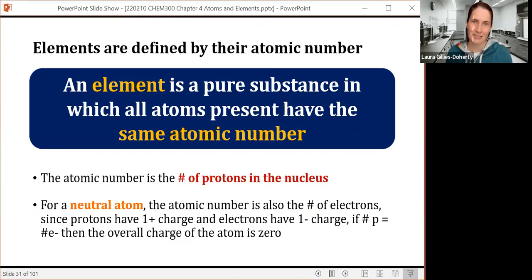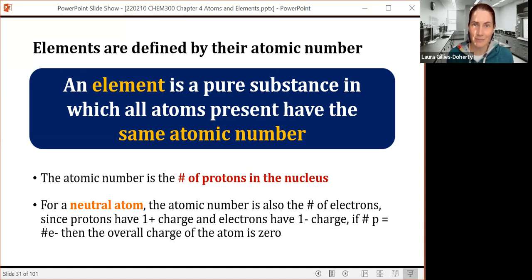So let's dig into this new, refined definition of an element. An element is a pure substance in which all the atoms present have the same atomic number. Remember, atomic number is the number of protons in the nucleus. So for example, all atoms of carbon are going to have 6 protons. The atomic number of carbon is 6. That means any atom that has 6 protons by definition is going to be carbon. If we add or subtract any protons, it's going to change its identity into a different element.